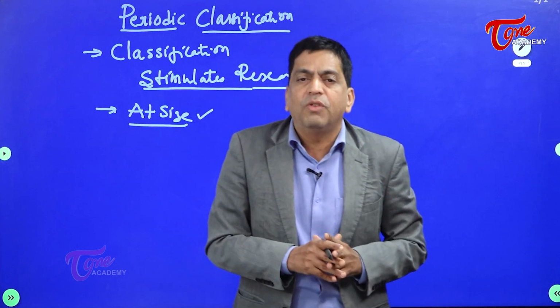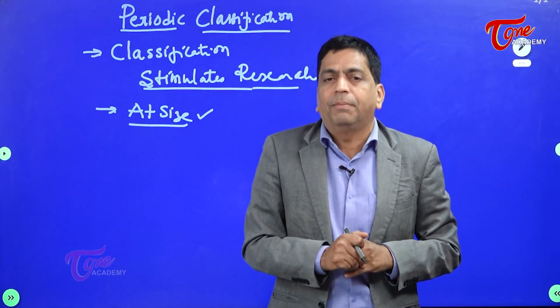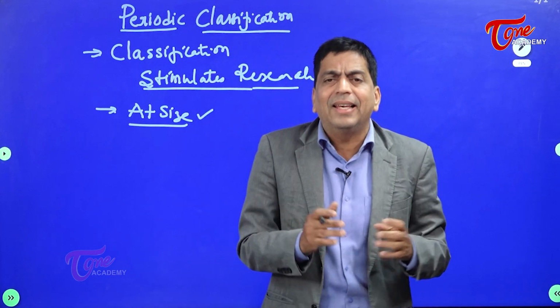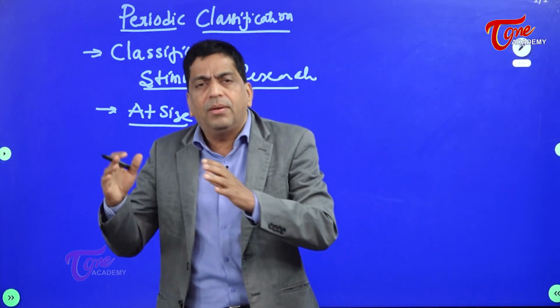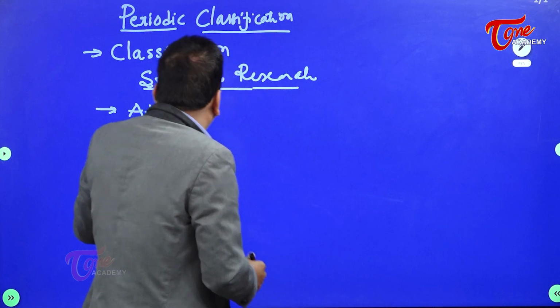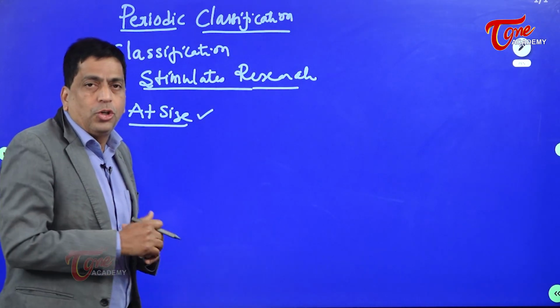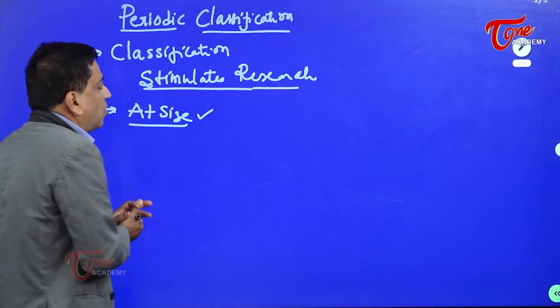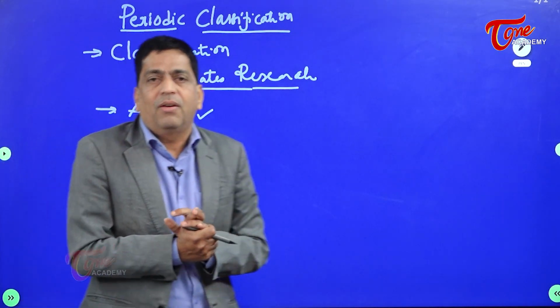So what we will do is we'll stick to the modern periodic table. What I'm basically telling is that everything boils down to what? Atomic size. So what is atomic size? Let us understand this.